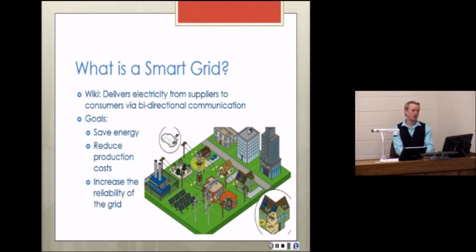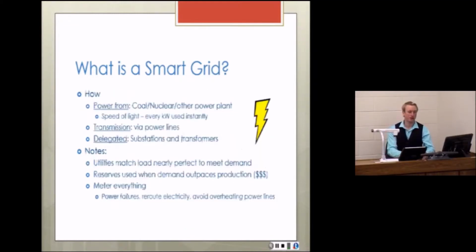Wikipedia gives a definition of a smart grid as something that delivers electricity from the supplier to the consumer via bidirectional communication. That means there's communication from the supplier to the producer and vice versa. And there are a lot of goals with that. Those are saving energy, reducing production costs, and increasing the reliability of the grid. I'll talk about what that means and how that works.